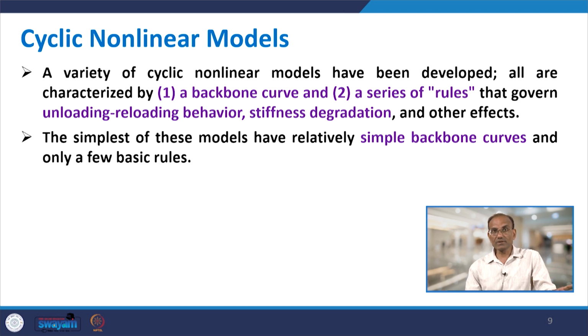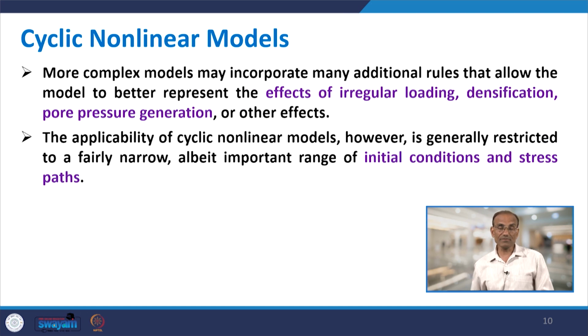One is what we call the backbone curve, and then you have a series of rules, and this series of rules governs unloading reloading behavior and stiffness degradation. The simplest of these models have relatively simple backbone curves and only a few basic rules. For example, one of the simple models that we will discuss is the hyperbolic model, but more complex models will incorporate many additional rules rather than only a few, that allow the model to better represent the effects of irregular loading, densification, pore pressure and other effects.